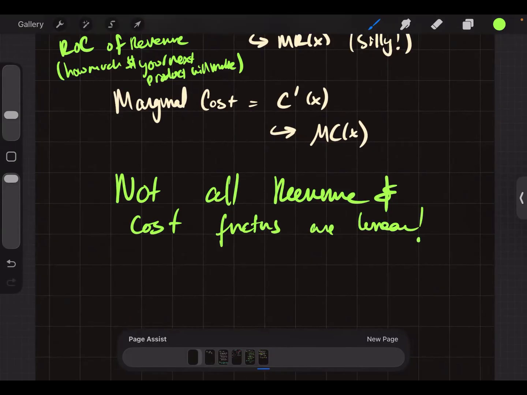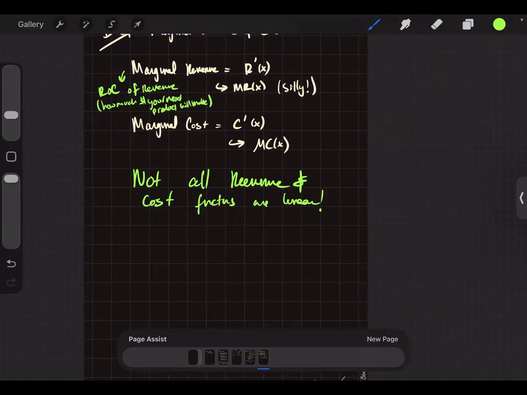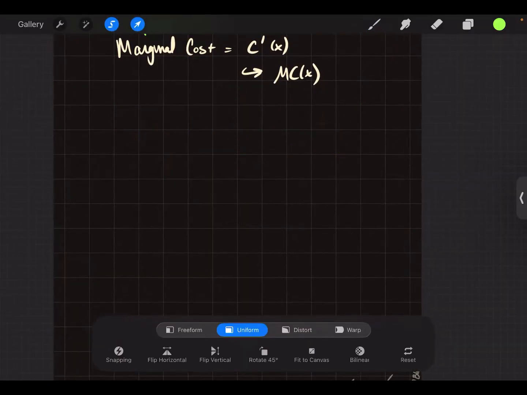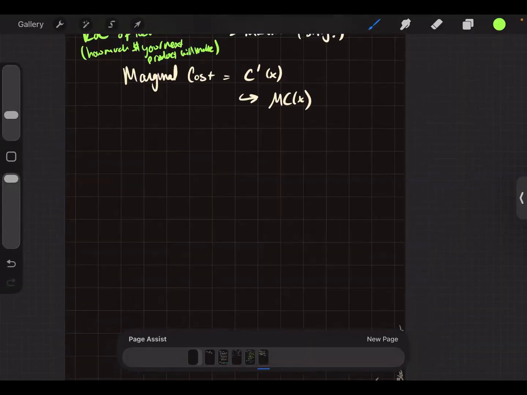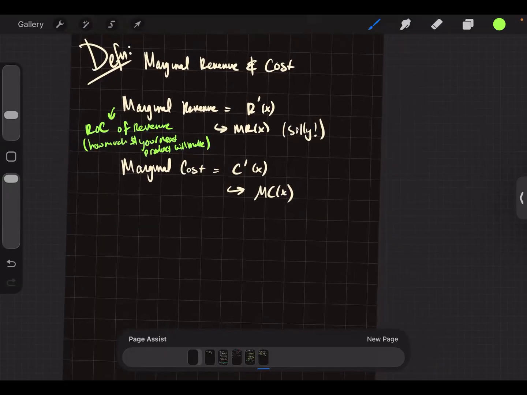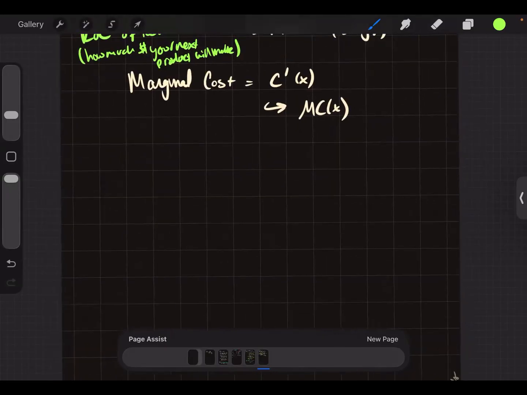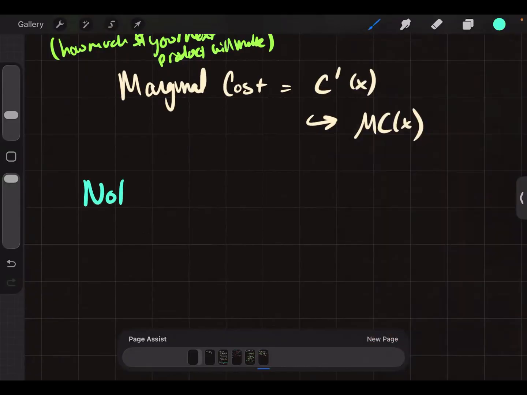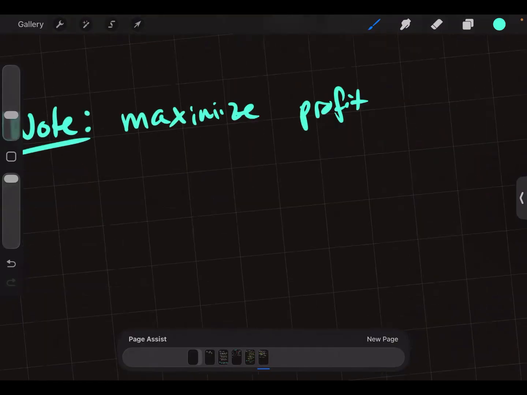Most products actually get cheaper the more you make, and you actually make more money the more you sell. So just something to note. And then you also know, to maximize profit, you want P prime of x, right?